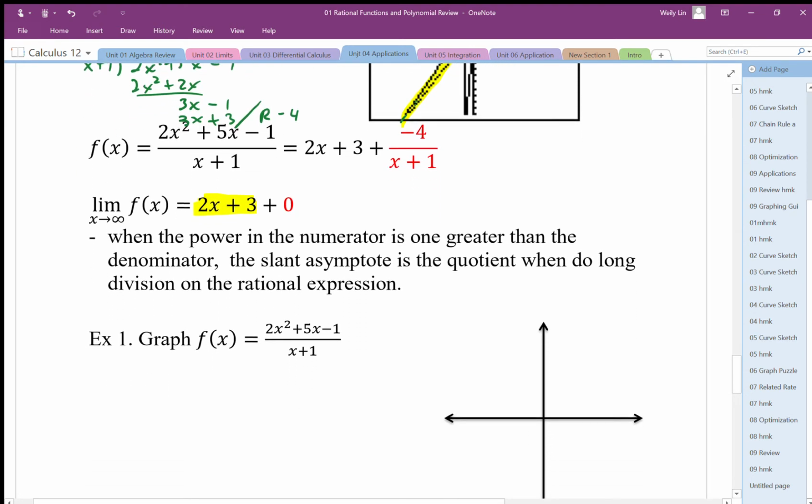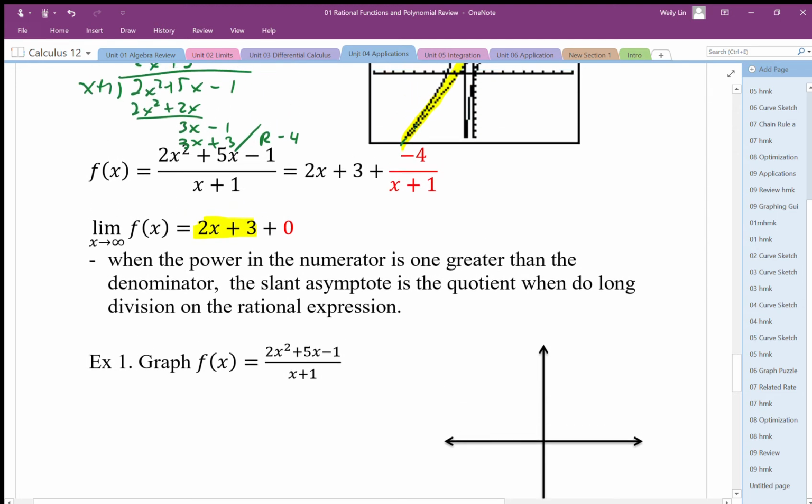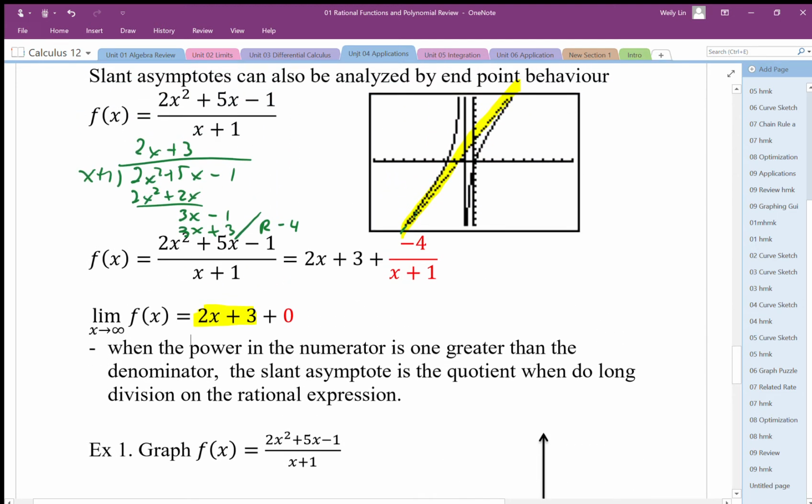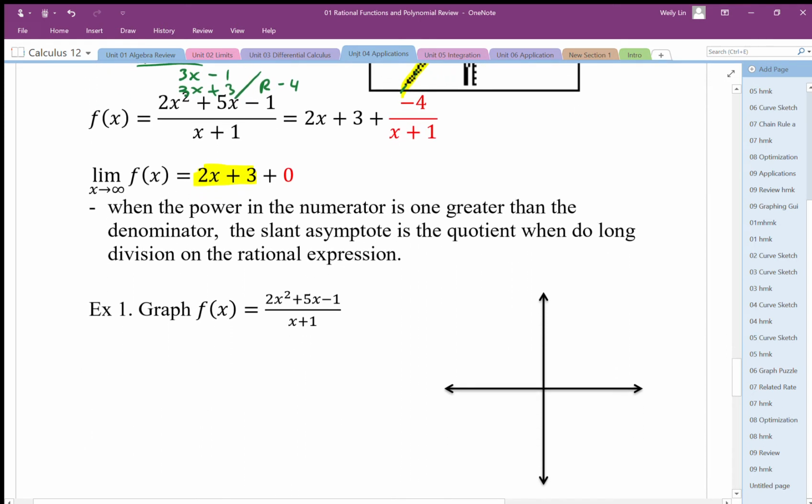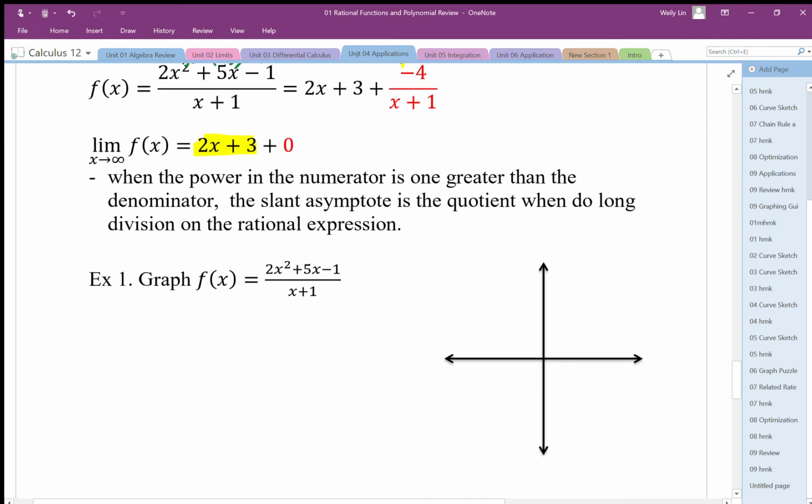Typically, we know that there's a slant asymptote when the degree of the numerator is 1 higher than the degree of the denominator. So when we divide, we end up with this linear function, which as we let x go to infinity, we know we're going to be left with that linear function. So when the degree is 1 greater than the denominator, we end up with a slant asymptote. So here would be an example where we have a slant asymptote.